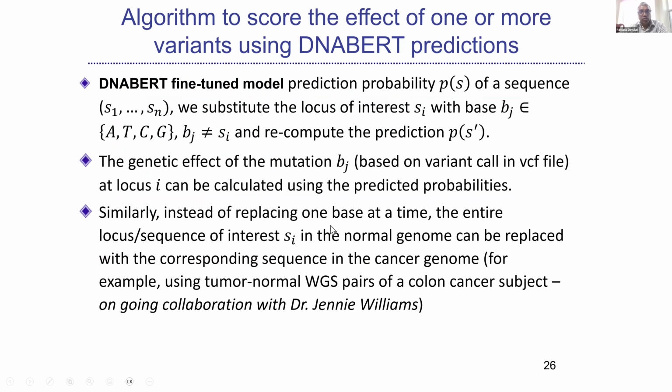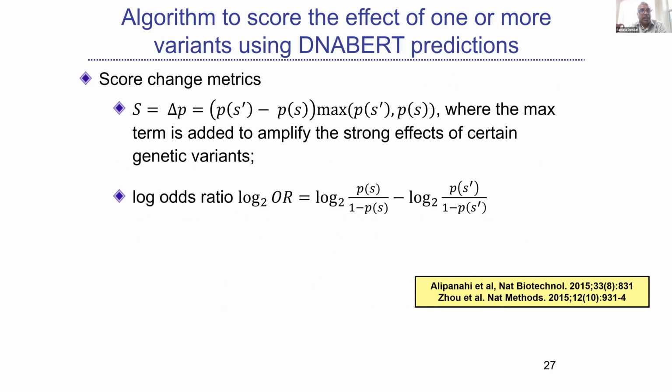I'm not going to show those results right now, but most of the results I show are using the dbSNP data. We calculate the score delta P, the probability of S prime minus the probability of S, multiplied by some score, or a log odds ratio you can calculate. Based on these two, we make the calls whether a SNP is affecting the site or not.